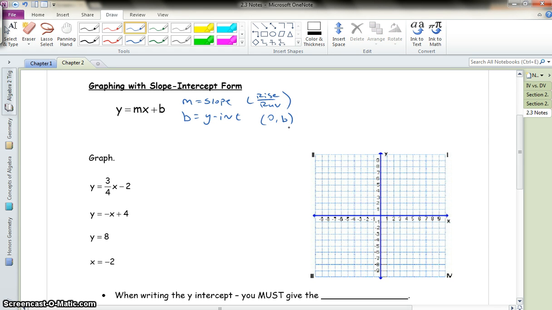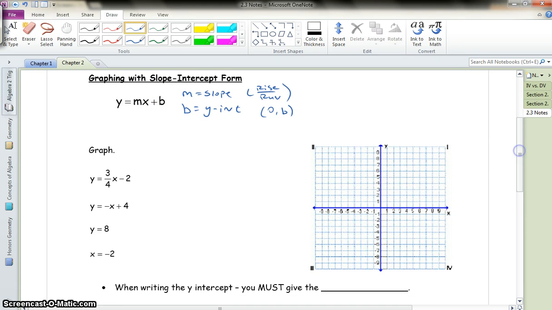Now, if it's not already in this form, remember, we have to solve for y. If it is already in this form, we can go ahead and graph. We briefly reviewed this the first day of notes and functions, so it shouldn't be fresh in our head. So here, my slope is 3/4, and my b value is (0, -2), because it's minus 2. And let's make sure we write it as a coordinate. Don't just write b equals negative 2.